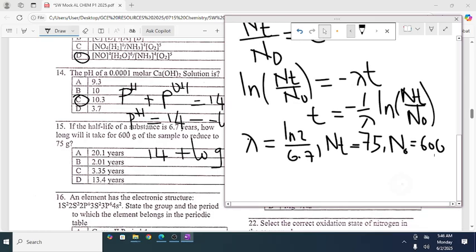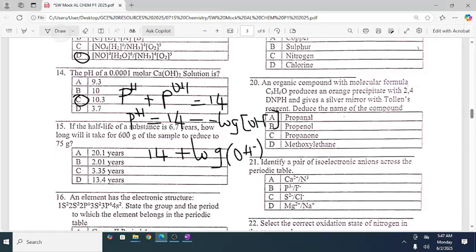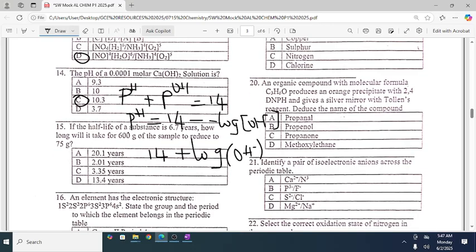So with that we can just fit everything into the formula. Let me just punch it in. So we have negative 1 over ln 2 over 6.7 times the ln of 600 divided by 75. We have approximately 20.1. So option A is correct. For this question, option A is the perfect option.